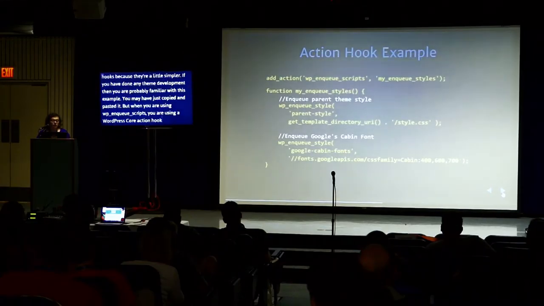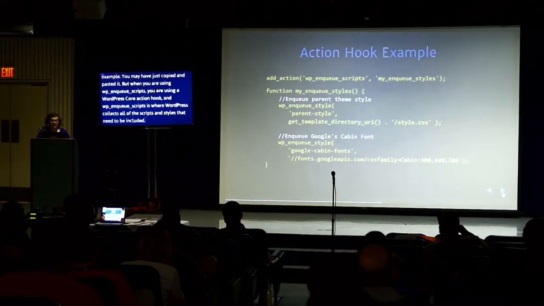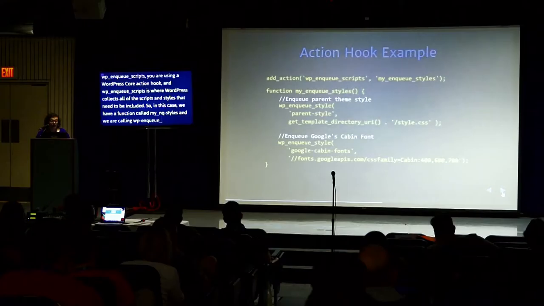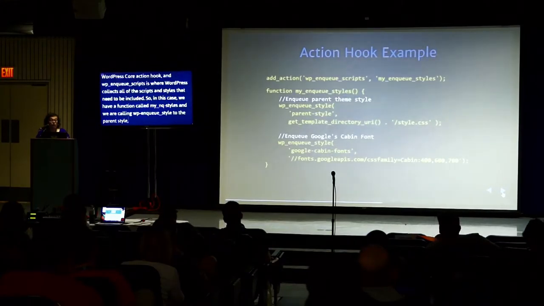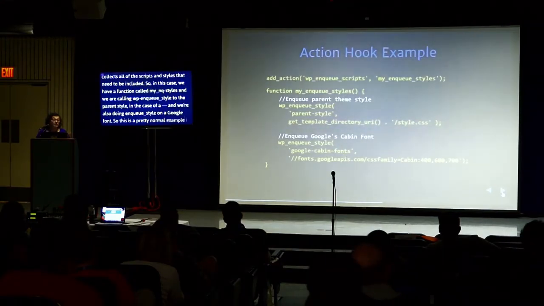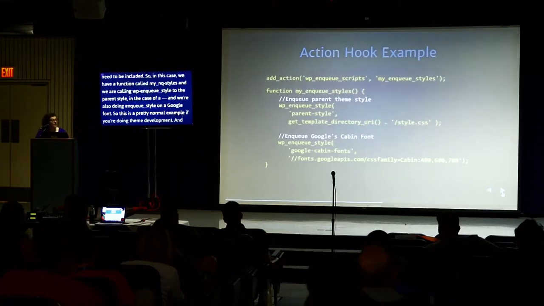And wp_enqueue_scripts is where WordPress collects all of the scripts and styles that need to be included. So in this case, we have a function called my_enqueue_styles, and we are calling wp_enqueue_style to enqueue the parent style in the case of a child theme, and then we're also doing an enqueue style on a Google font. So this is just a pretty normal example if you're doing theme development, and this may be a hook that you're already using, and hopefully you have a better understanding of it now.